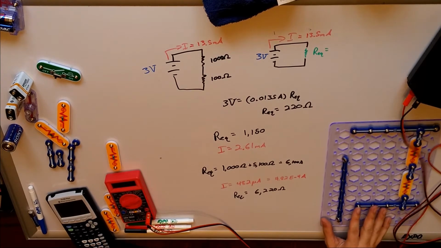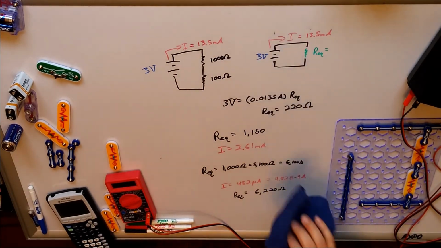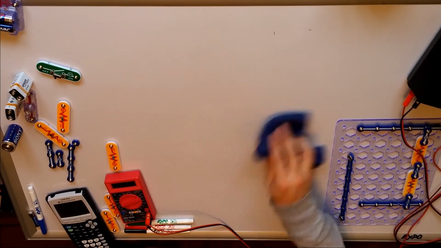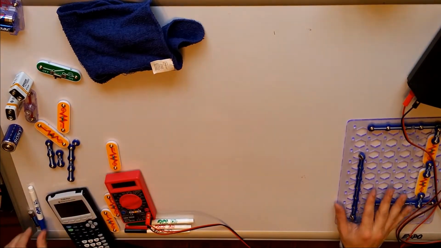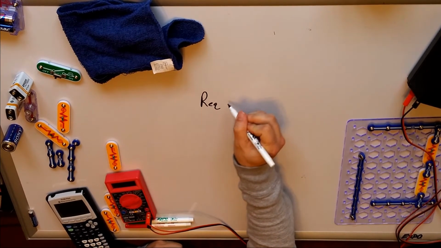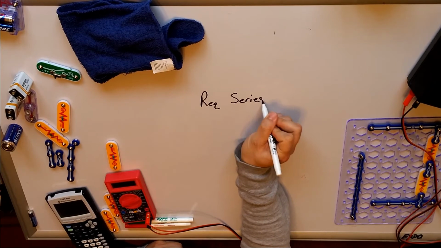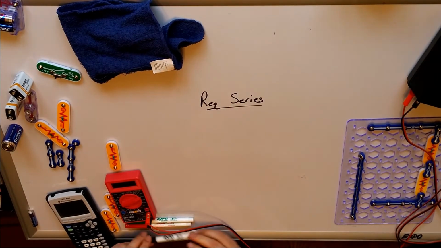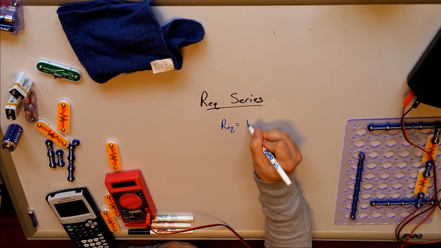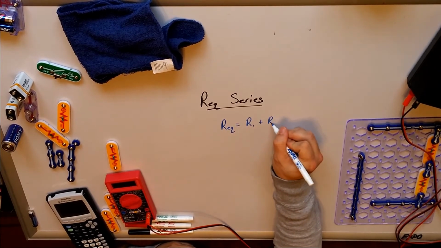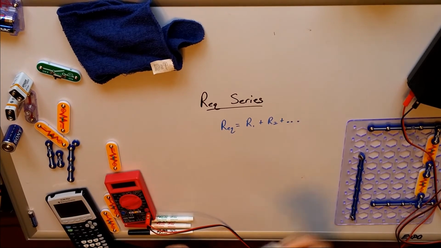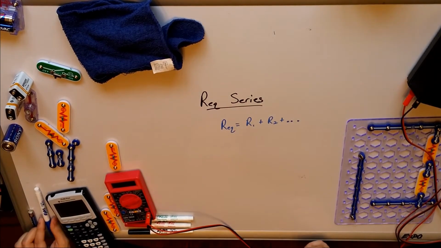All right, so takeaway message on series is as follows. I'm going to erase all of this. Equivalent resistance, if you connect things in series, REQ for series, one after another. We get the following. REQ is equal to R1 plus R2 plus ... We could have as many as you want, and if they're all in series, we just add them straight up.